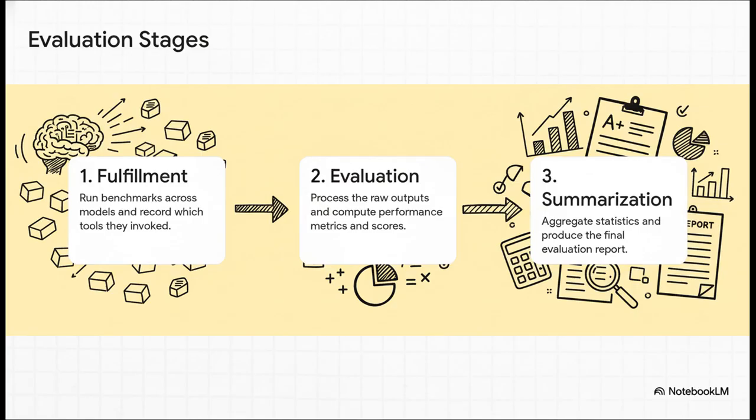First up is fulfillment. This is where they basically throw a ton of test problems or benchmarks at the AI and just sit back and record everything it does. Then comes evaluation. Here, they take all those raw results, crunch the numbers, and actually score the AI's performance. And finally, summarization, where all that complicated data gets boiled down into a simple report card that tells engineers, yep, this new version is better, or nope, back to the drawing board.